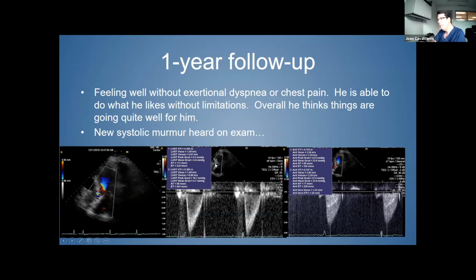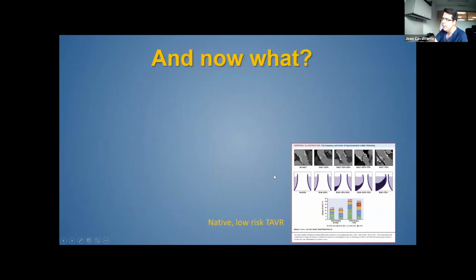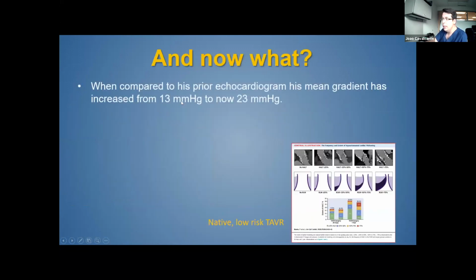And again, depending on where we sample, if this is right inside the valve frame, as one could consider, that could be closer to the valve, we're going to have a much higher envelope and a much higher flow acceleration. But nonetheless, there was an increase in the gradient between the pre-discharge, about 13, and even the 30-day 13, to now 23.